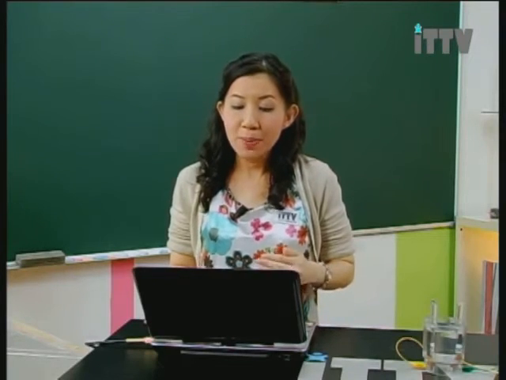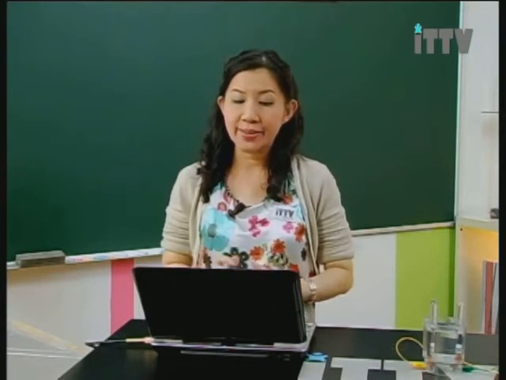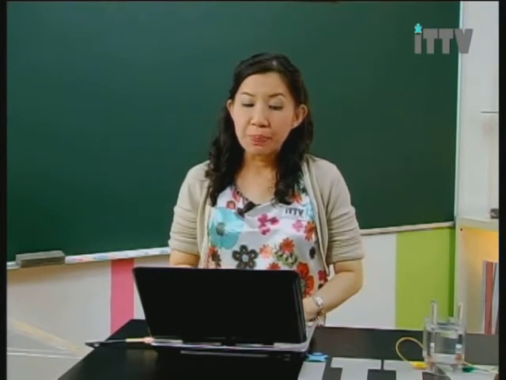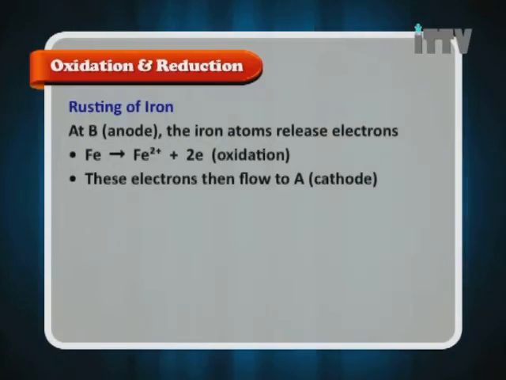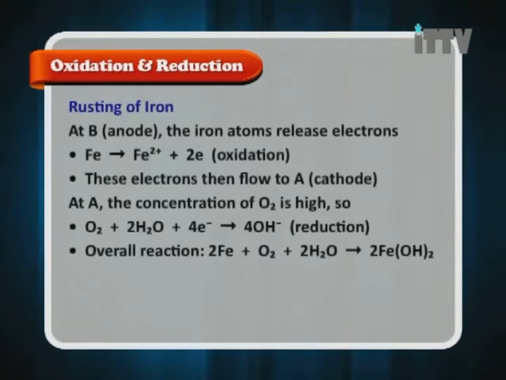So to further explain this in detail in words, at region B, which is known as the anode, the iron atoms release electrons, whereby iron releases 2 electrons specifically to become iron 2+ ion. And these electrons then flow to A, which is the cathode. At region A, the concentration of oxygen is high, so oxygen reacts with water and gains 4 electrons to produce 4 hydroxide ions in a process known as reduction.